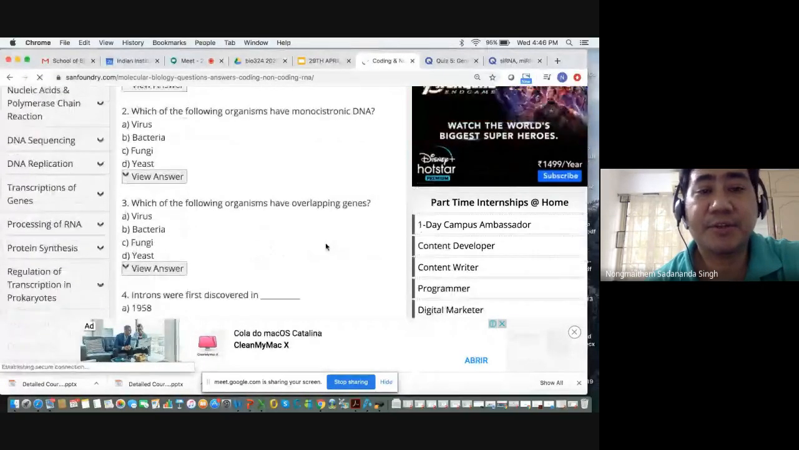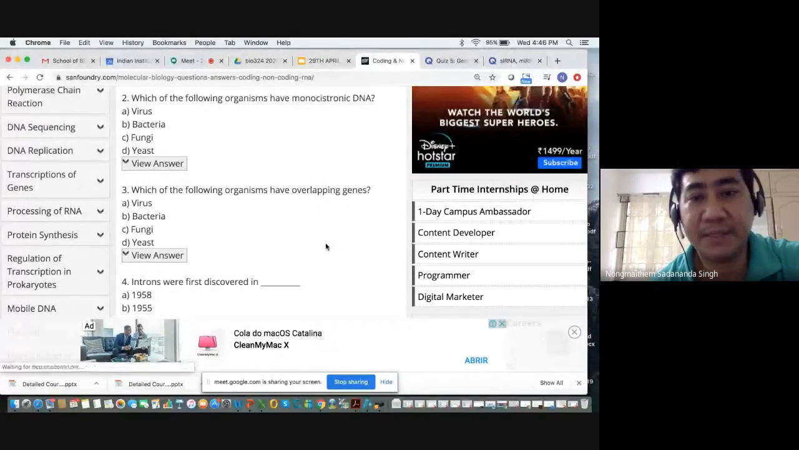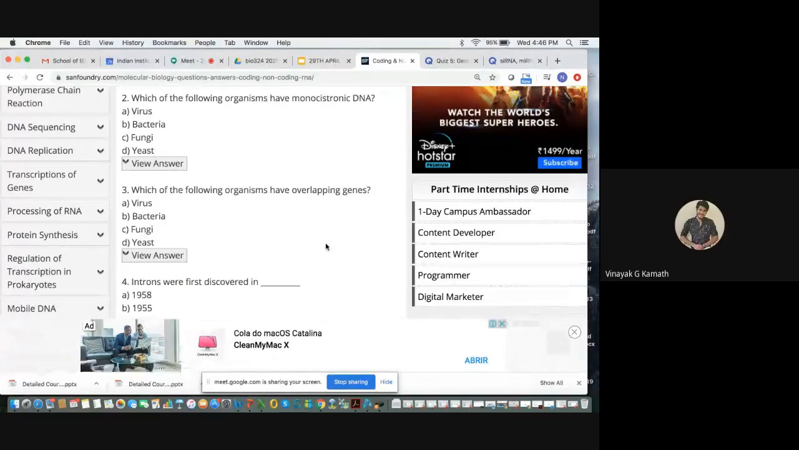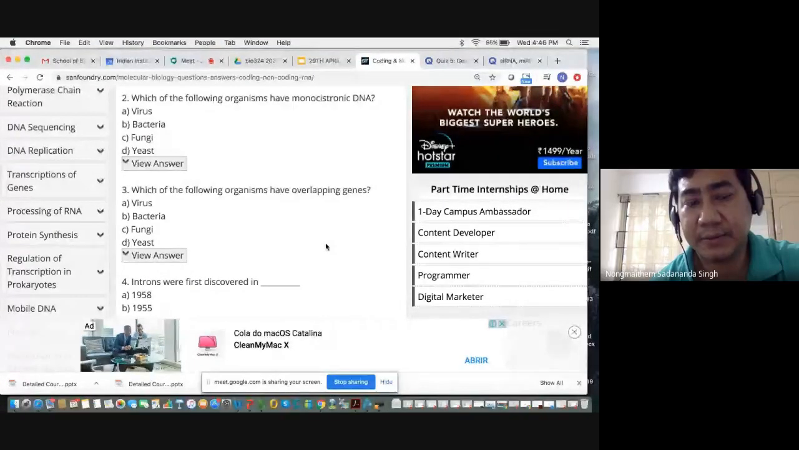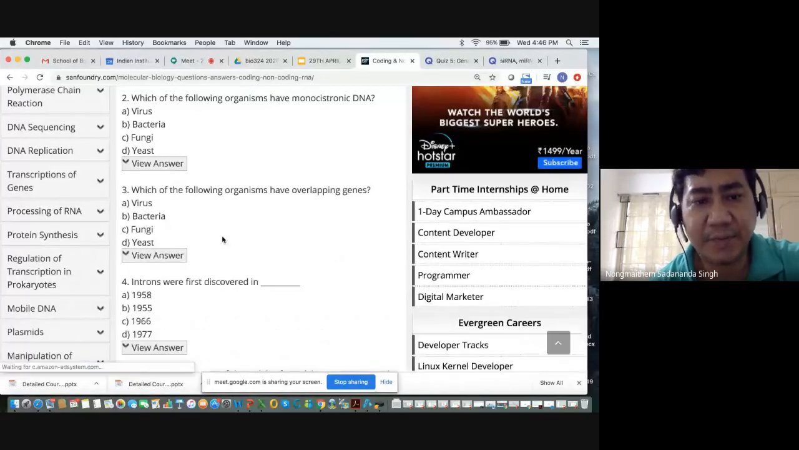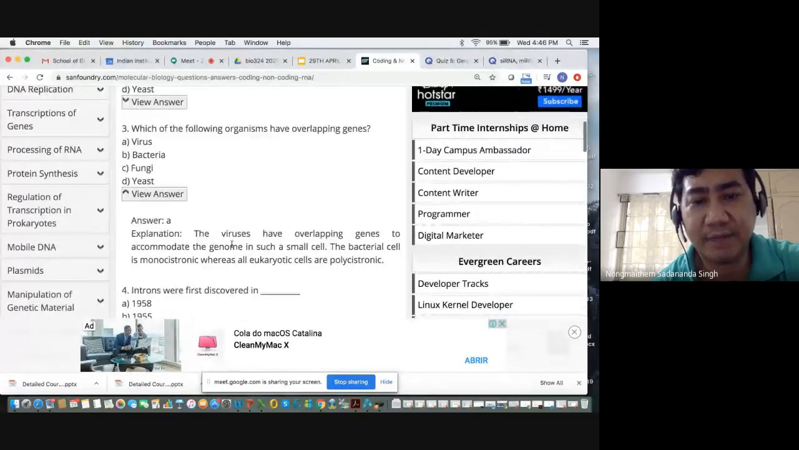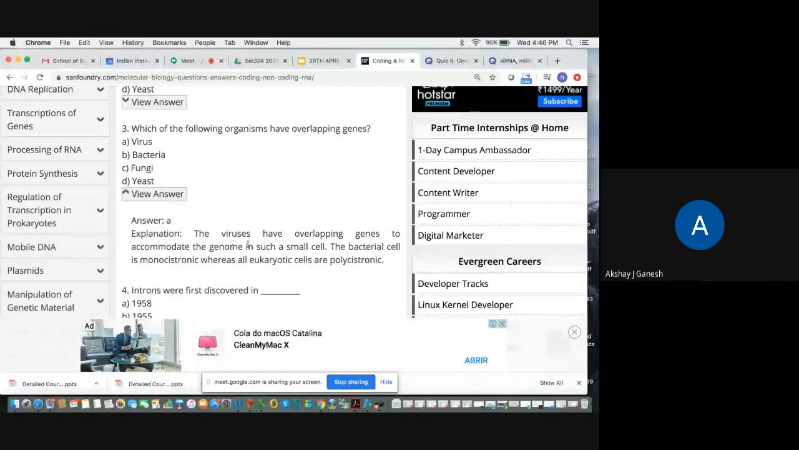Next, which of the following organisms have overlapping genes? So bacteria only, right? Virus, I guess. Viruses are very common, but I think bacteria also have overlapping genes in some loci. But the answer, the more often one, is viruses, which have a lot of overlapping genes because of their small size.